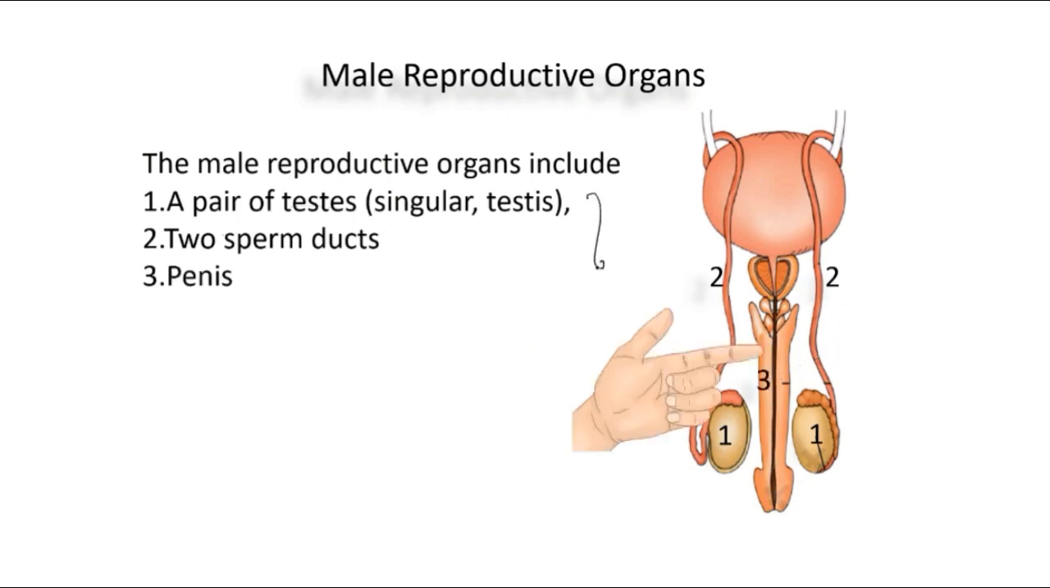These are important parts as far as the class 8 syllabus is concerned, right? Other than that, there are many other parts which are beyond the scope of our syllabus. This is regarding male reproductive organs, right?